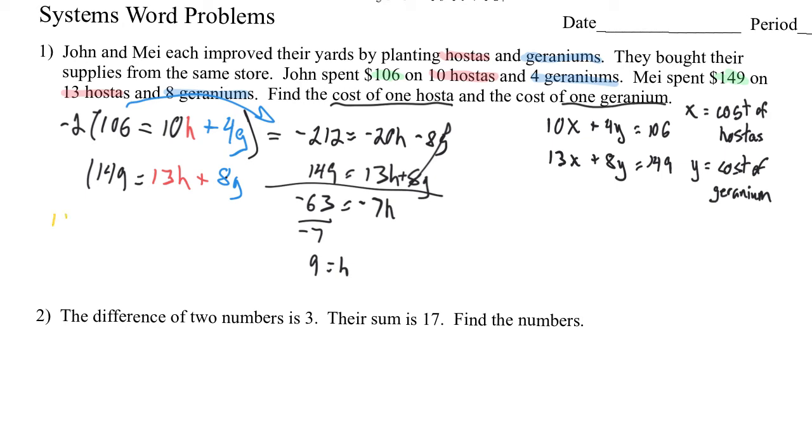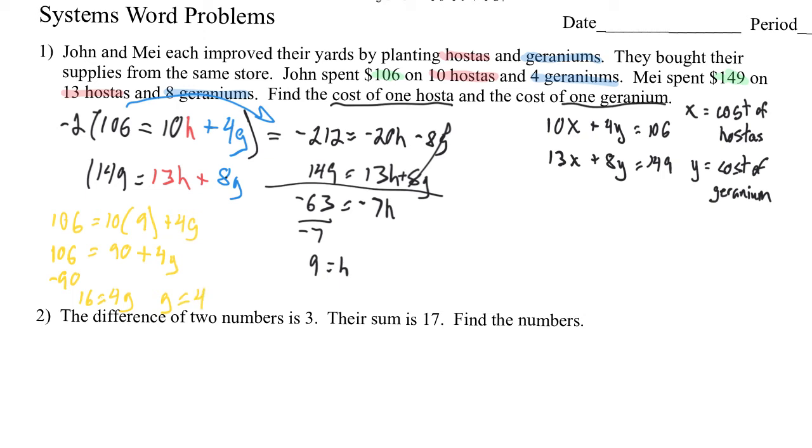So I'm going to take the first equation and plug in for h in that equation. So I have 10 times 9 plus 4 times g. So that tells us we spent $90 on hostas. And then I'm going to subtract the hostas away from the total that we spent. 106 take away 90. I'm going to be left with $16 on the geraniums. So, oops, I forgot the 4 in front of the G. If I divide the 16 by the 4, I'm going to have the geraniums are costing $4 each.